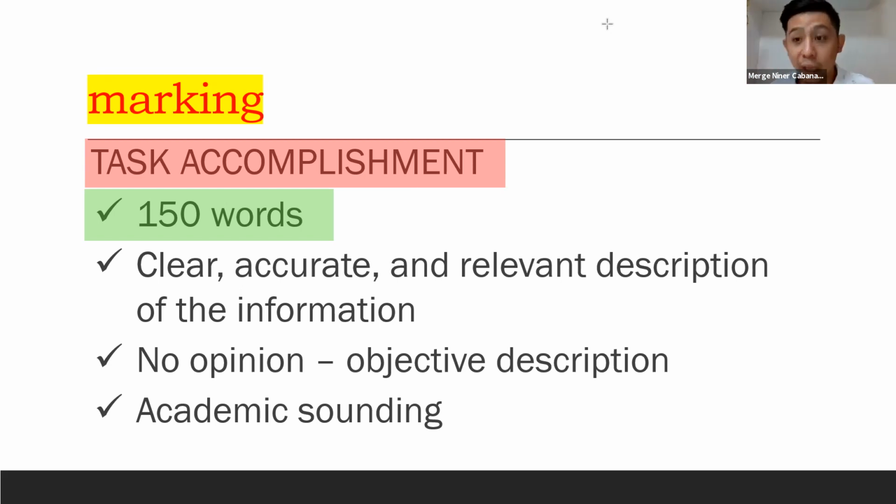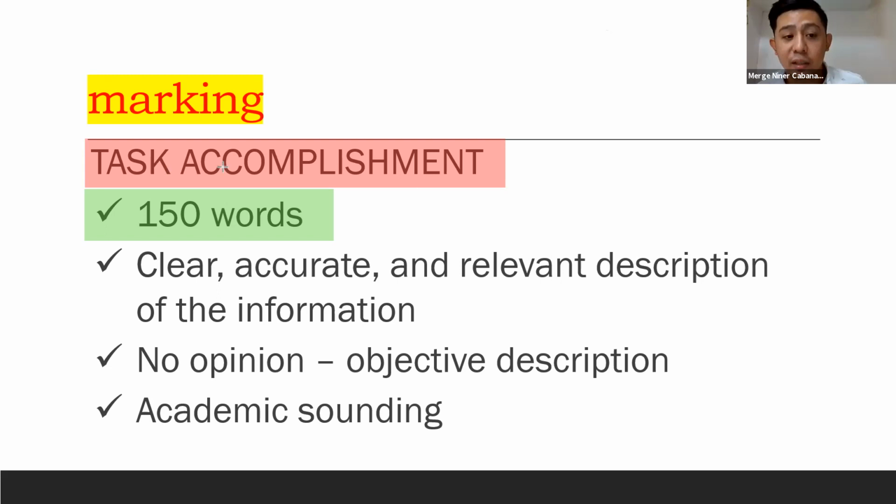You will not be adjusting yourself too much because you are already used to using the official answer sheet. And at the end of the answer sheet, I just want to share you this. You will see the exact same words that I'm talking about. TA, that stands for task accomplishment, CC for coherence and cohesion, LR for lexical resource, GRA for grammatical range and accuracy. And they represent these markings.